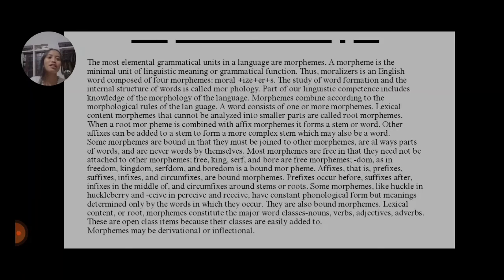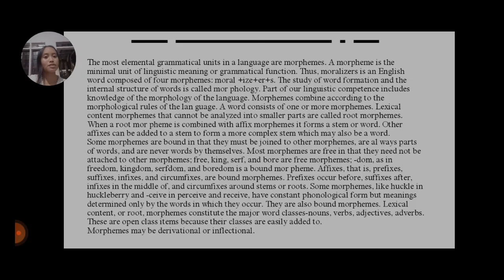Some morphemes, like huckle in huckleberry and ceive in perceive and receive, have a constant phonological form but meanings determined only by the words in which they occur. They are also bound morphemes. Lexical content or root morphemes constitute the major word classes: nouns, verbs, adjectives, and adverbs. These are open class items because new members are easily added to them.